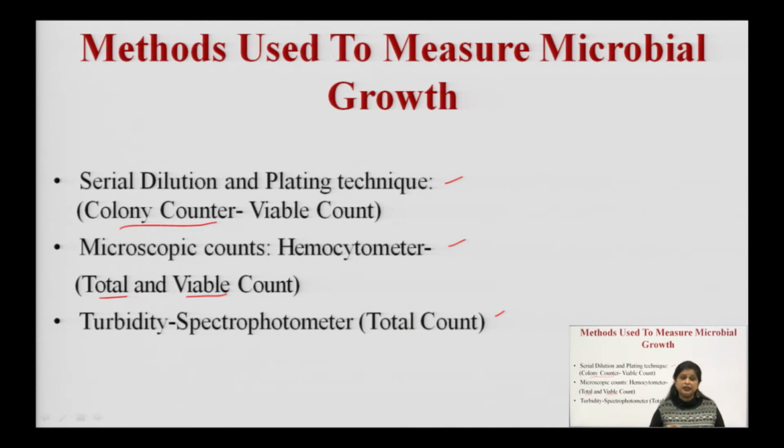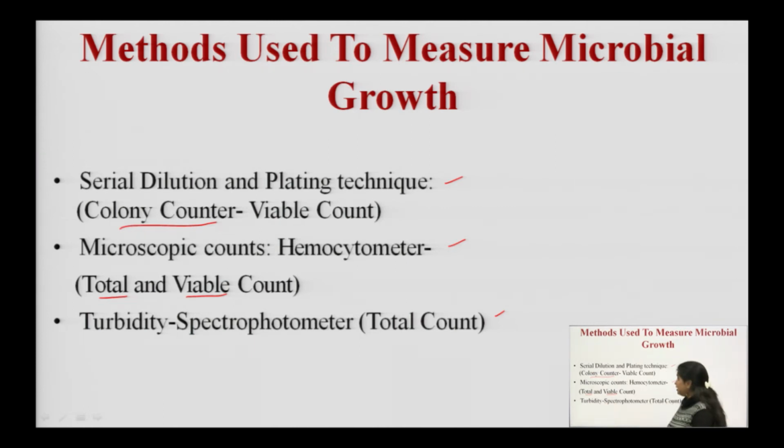Total count means it includes dead microorganisms within the culture media. Along with that, it will also count the living microorganisms. So we have to quantitatively estimate. In some cases we have to estimate the viable count, in some cases we need to know the total count. Now how can we determine how much live bacteria are there within the culture media, and how many dead microorganisms are there within the media?